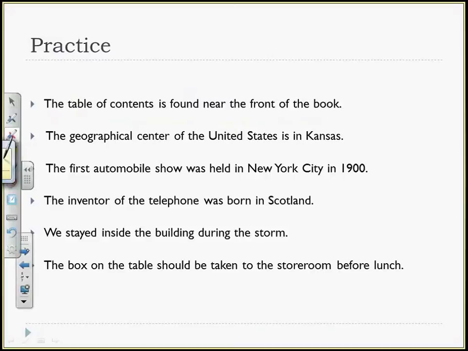So let's practice with a few of these sentences. The table of contents is found near the front of the book. So we've got the table of contents. Of contents is your prepositional phrase. Near the front is another prepositional phrase because these are your prepositions and these are your nouns. And the last prepositional phrase in this sentence is of the book. So it starts with a preposition, ends with a noun.